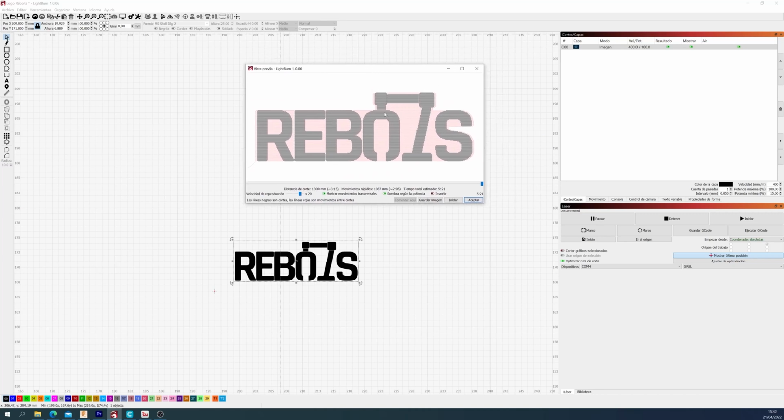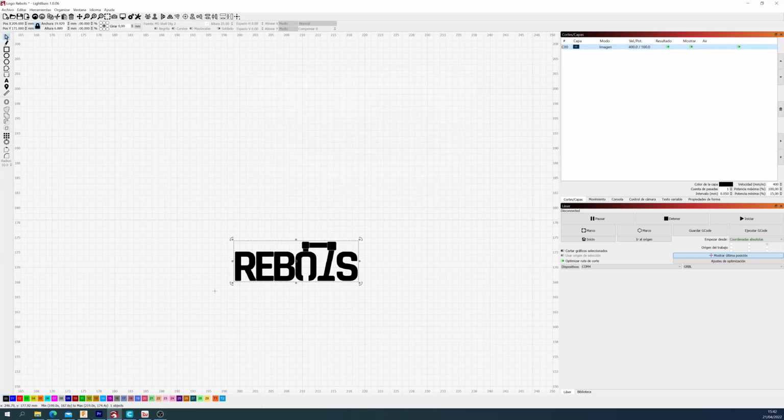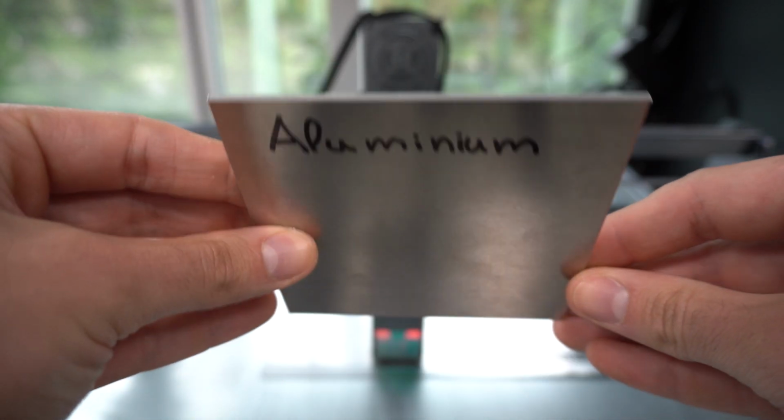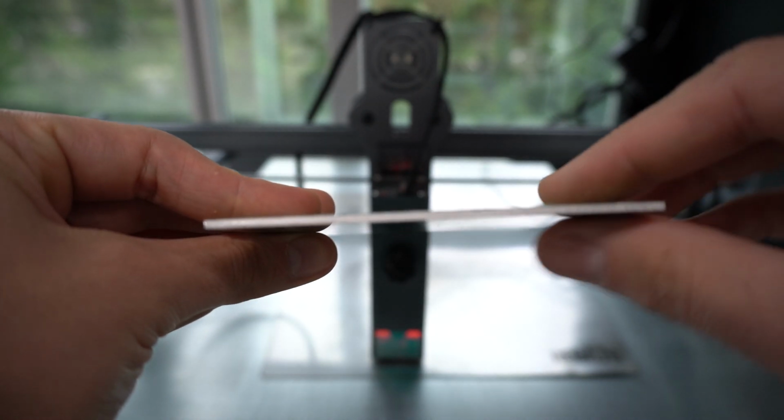Another important parameter to take into account is the DPI, the dots per inch, or line interval. This defines the quality of the image when it's engraved. The more density of lines or dots, the more detail the image will have. However, more lines also means longer time to engrave. For above average quality and not excessive engraving time, we will use around 500 DPI.